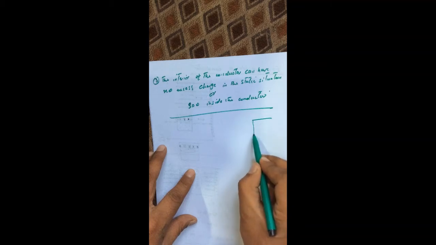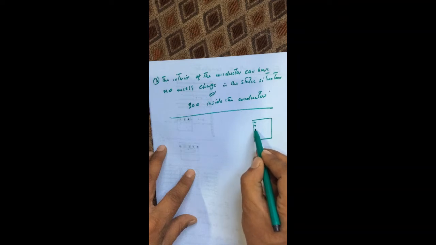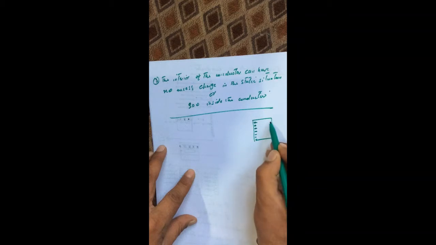Now we already know that when we place a conductor somewhere in an electric field, then what will happen? Negative charge is induced on the surface which is close to the field, sorry, these are the negative charges, and positive charges are induced on the other surface, if we place this in an external electric field E0.